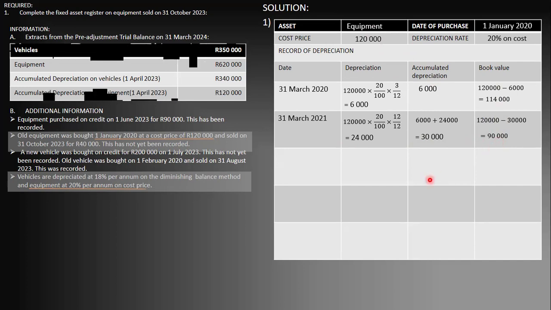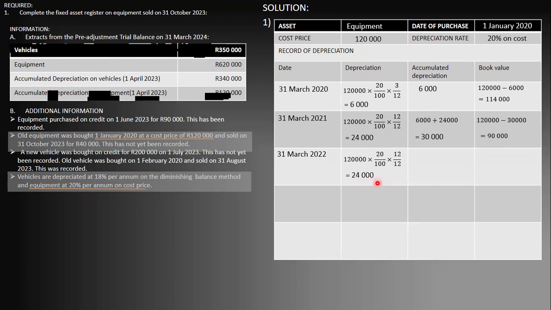Now we go on to the next financial year, which will end on 31st March 2022. We do the same method as we've done here. We take the cost price, which is 120,000. The depreciation rate is 20%. And we have the full year, which is 12 months, right? And this is still the same as this because we have the full year and the rate did not change. So this will give us 24,000.